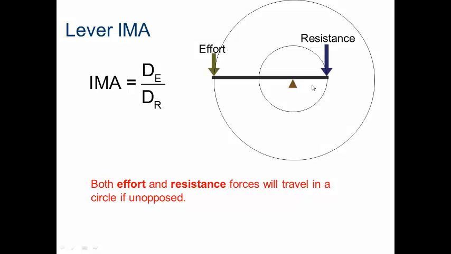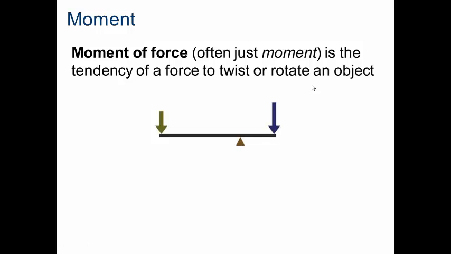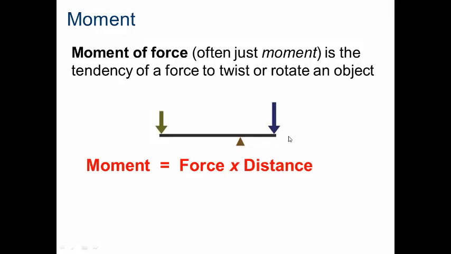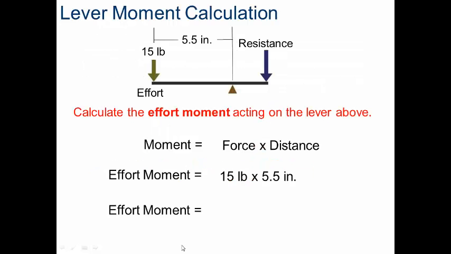The tendency of an object to rotate around a point is called a moment of force. We usually just call it a moment. It's the tendency of a force to twist or rotate an object. So this greenish arrow, again, would cause it to go counterclockwise if unopposed. Your resistance would cause it to go clockwise if it was unopposed. The moment is equal to the force applied, so the strength of either the effort or the load, and the distance it is from the fulcrum.